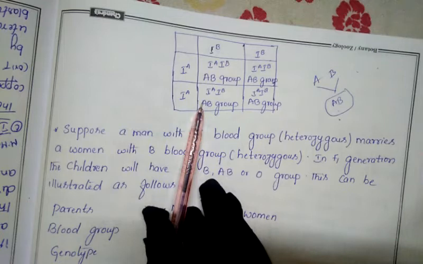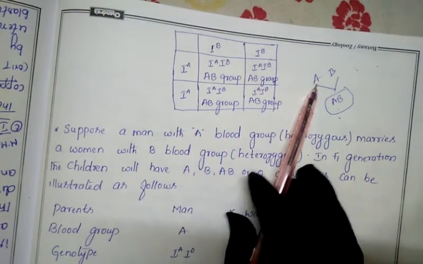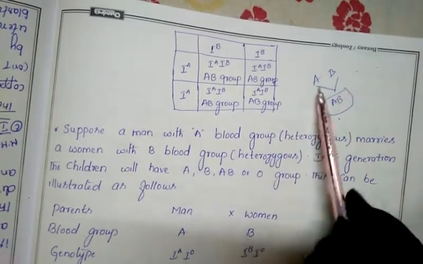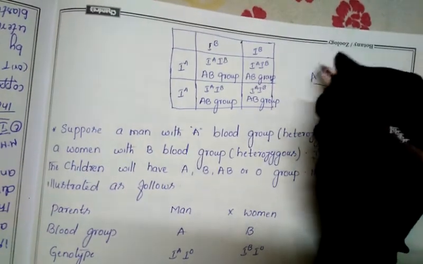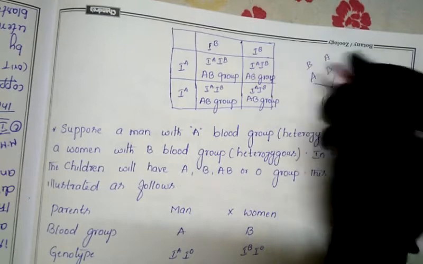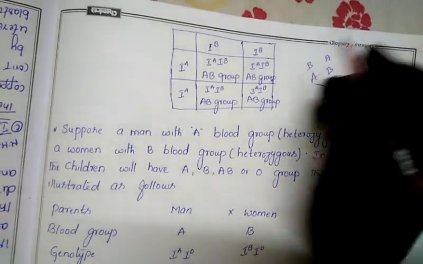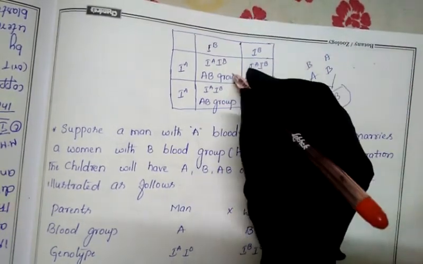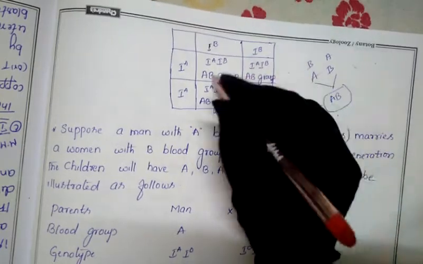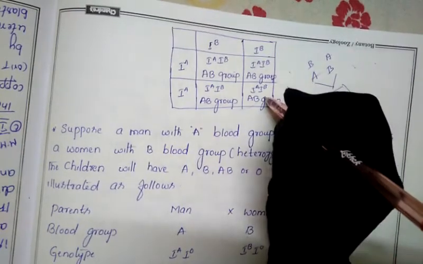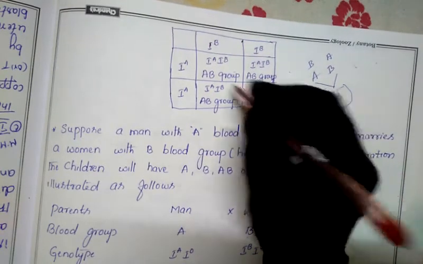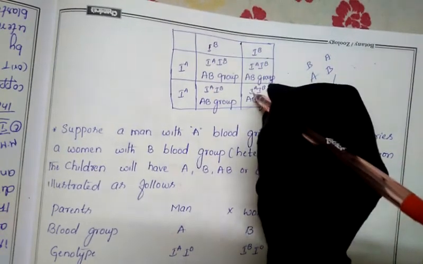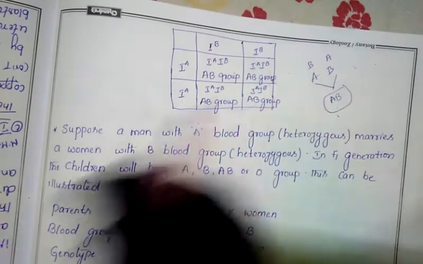A father and a mother: either the father may be A and the mother may be B, or else they can exchange. So the mother may be A and the father may be B. If you exchange like that also, we will get the same pattern. Homozygous means all will produce the AB blood group in the offspring. In every offspring, only the AB blood group will appear.